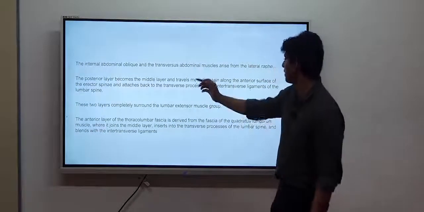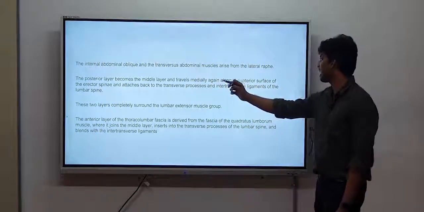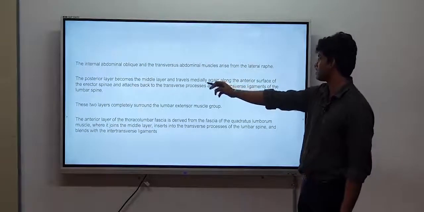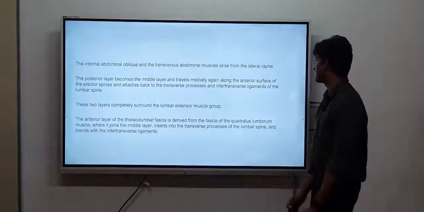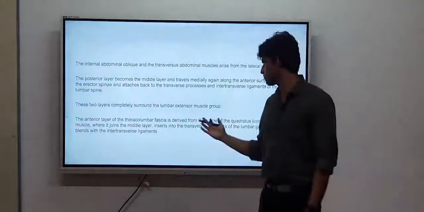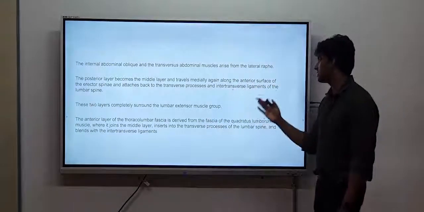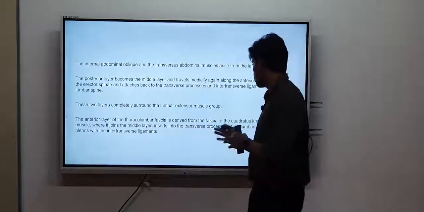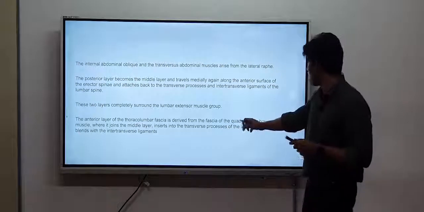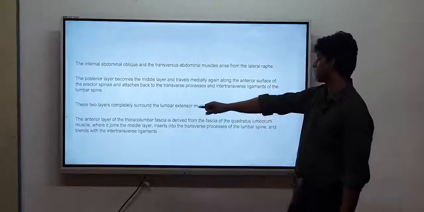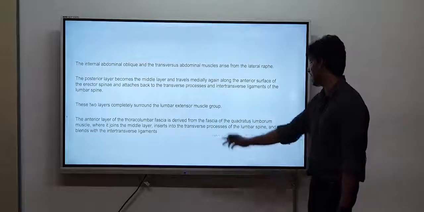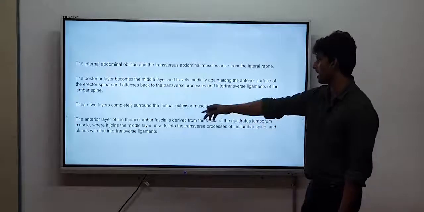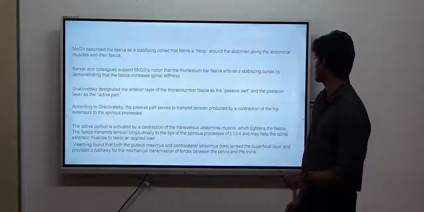The posterior layer combines with the middle layer and travels medially again along the anterior surface of the erector spinae and attaches back to the transverse processes and intertransverse ligament of the lumbar spine. These two layers completely surround the lumbar extensor muscle group. The anterior layer of the thoracolumbar fascia is derived from the fascia of the quadratus lumborum muscle, where it joins the middle layer and inserts into the transverse processes of the lumbar spine and blends with the intertransverse ligament.